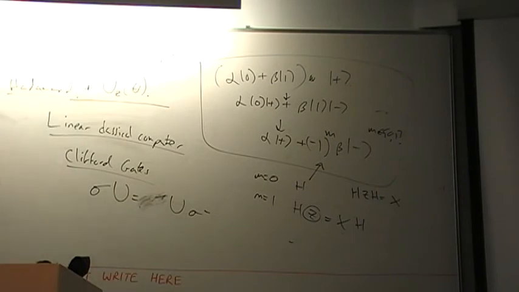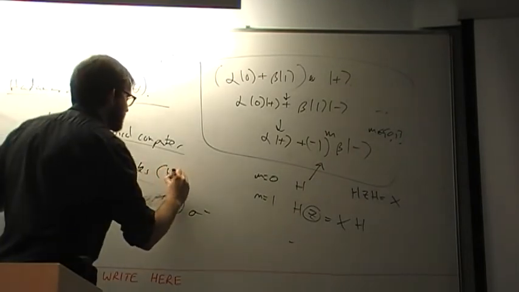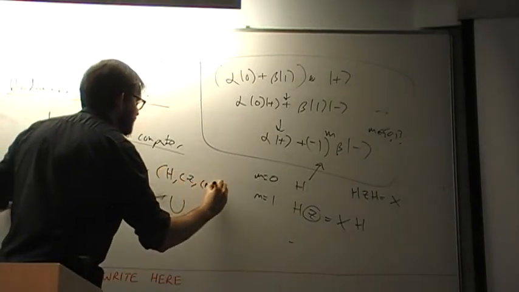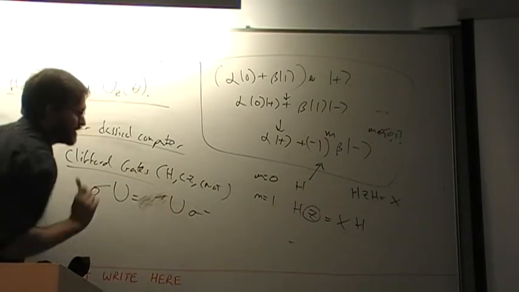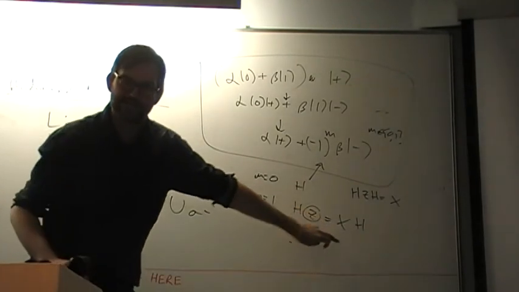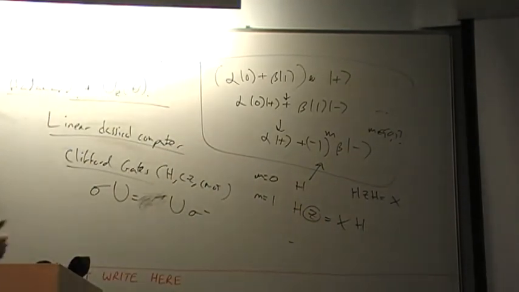When I have a Clifford gate, and this includes things like Hadamard, CZ, CNOT, and some more we'll see tomorrow, then when I change the order of the Pauli error and the gate, the gate stays unchanged but the Pauli error changes. So here, Z has been changed, and I need to keep track of that as well. But this also can all be done in this linear framework.